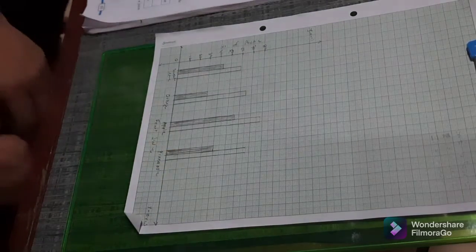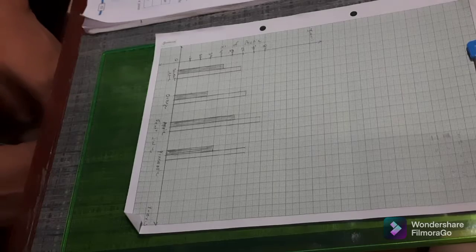So I hope by these two problems we will come to know how to draw a joint bar graph.